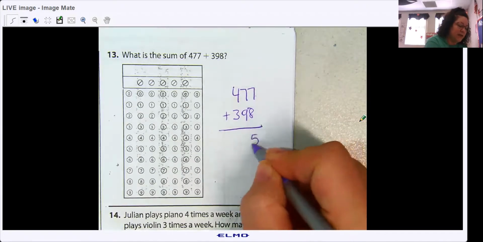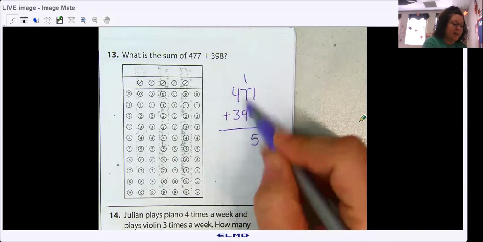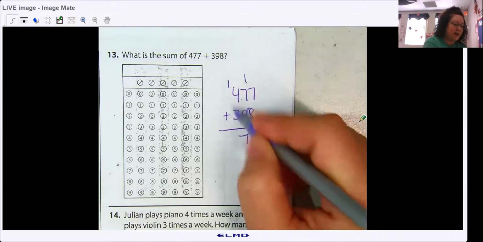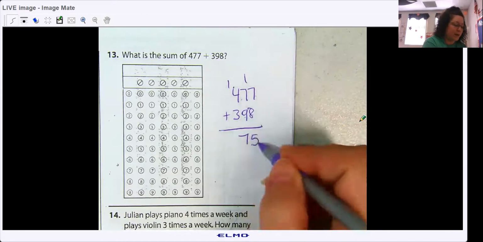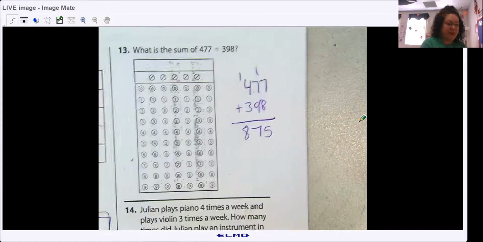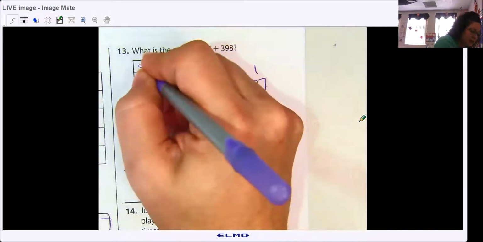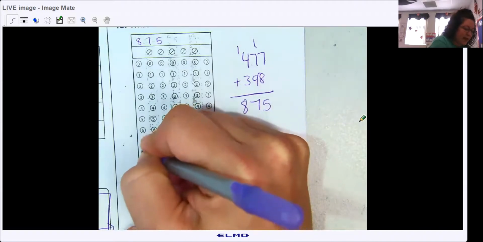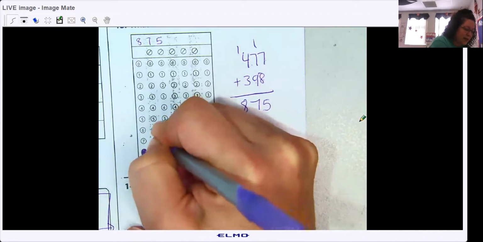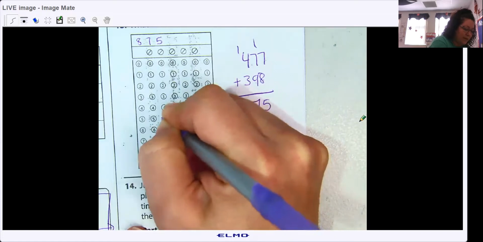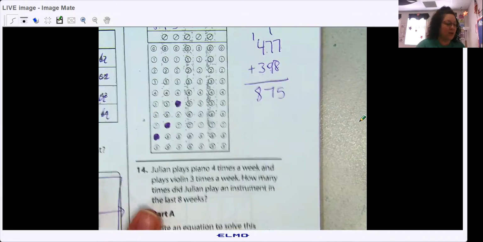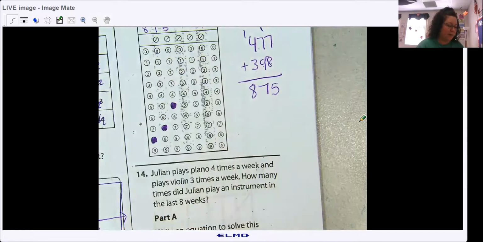We should know that's 15. I say 9 plus 1 is 10, plus 7 is 17. 3 plus 1 is 4, 4 plus 4 is 8. So I would get 875. Okay, so we would bubble in. Remember, start from the left. 8, 7, 5. And remember, those goofy symbols are for fractions. So you will only use those for fractions.